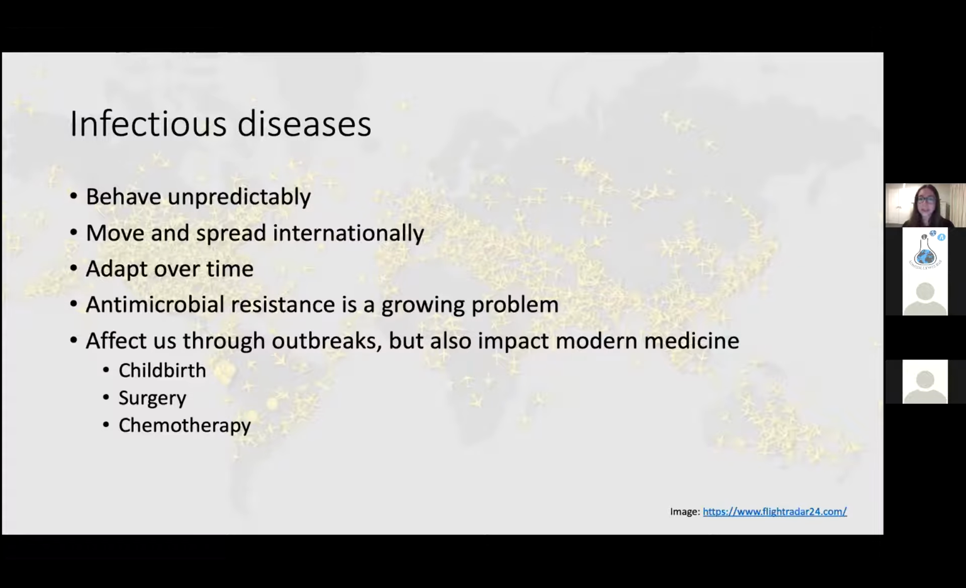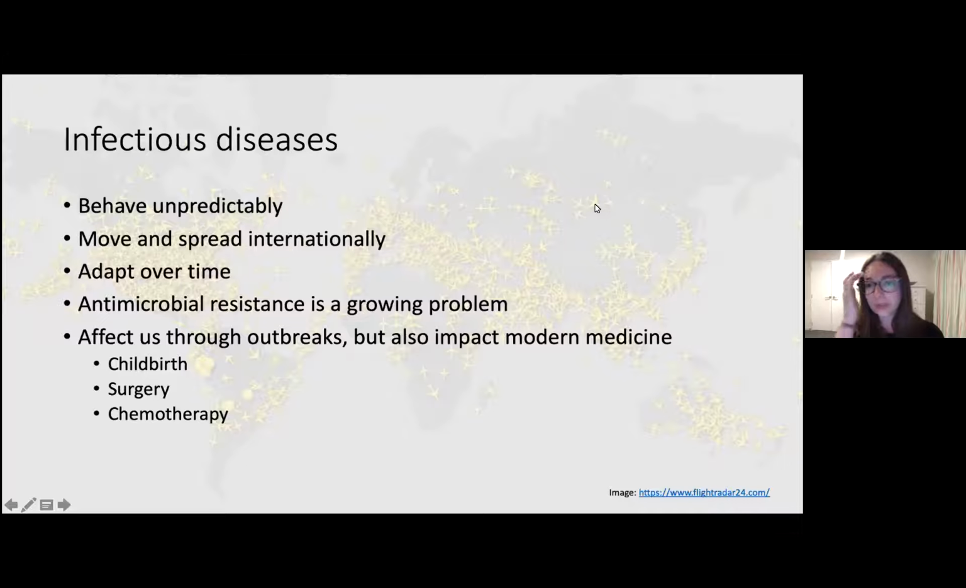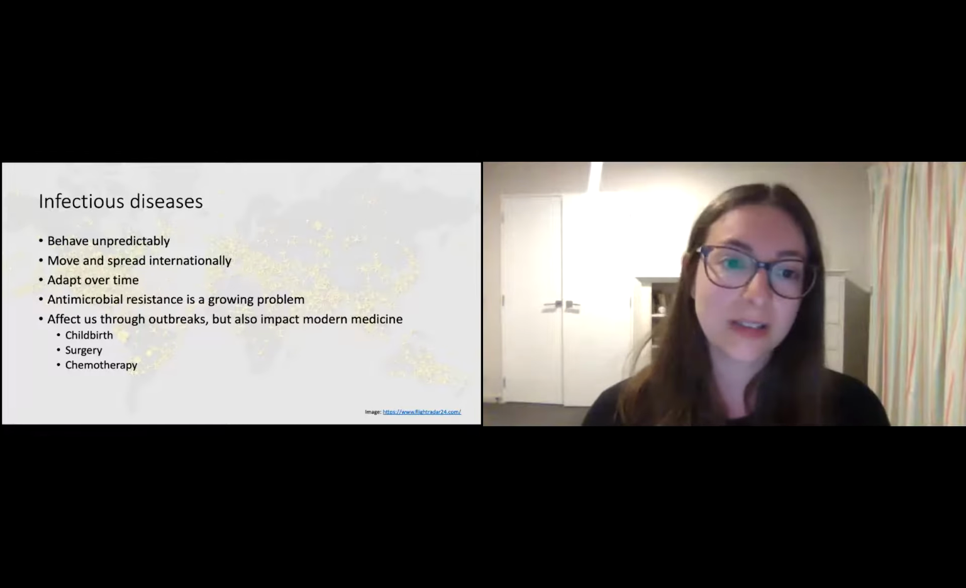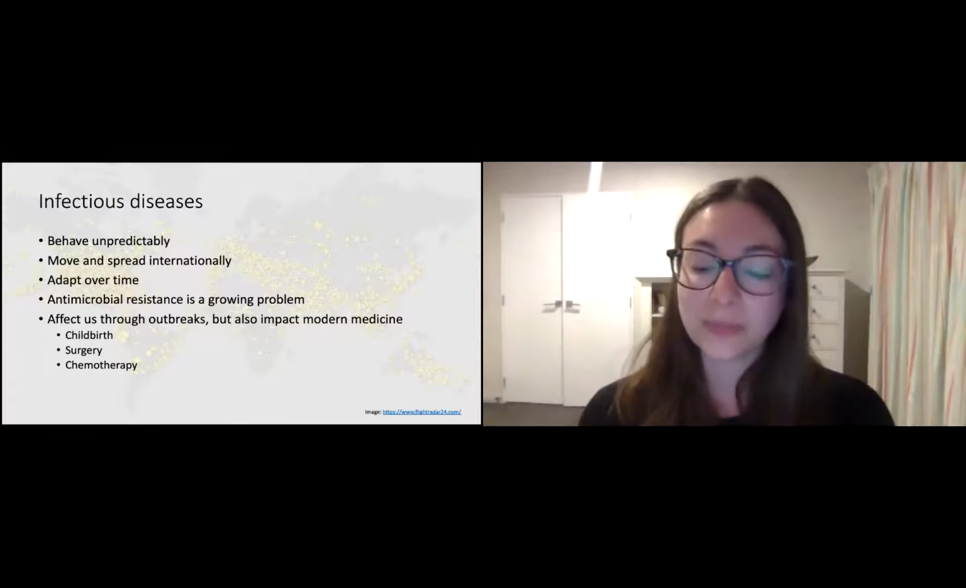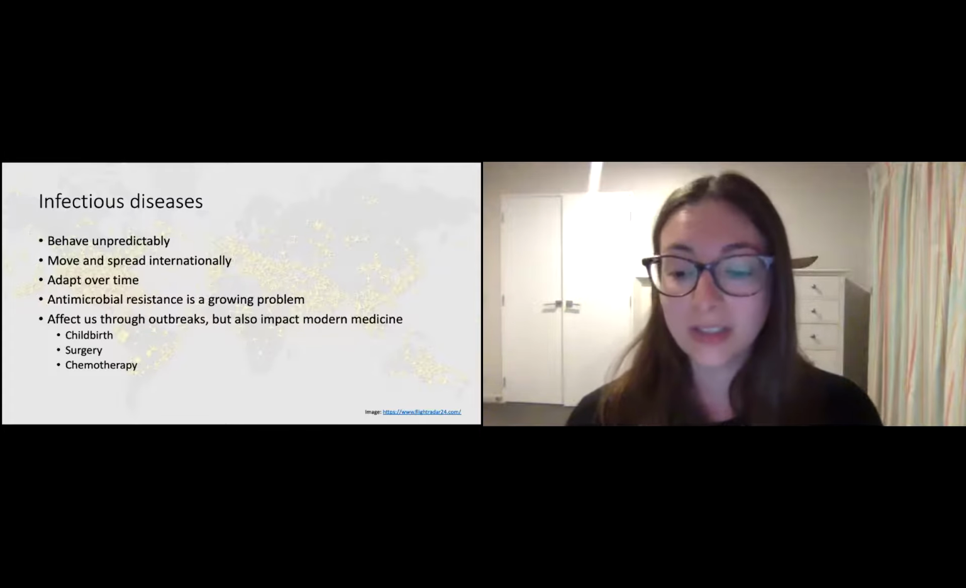Perhaps underappreciated is the fact that infectious diseases don't just impact us through outbreaks and pandemics, but also through their fundamental effects on how we practice modern medicine. A lot of real advances, such as safer childbirth, invasive surgeries, and chemotherapy, strongly rely on our ability to prevent infections.